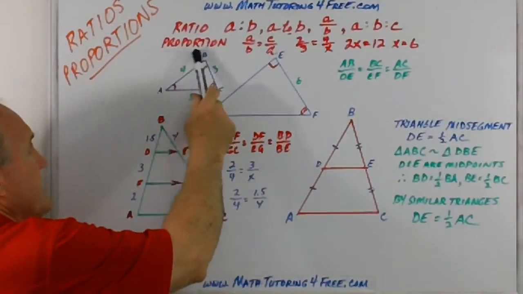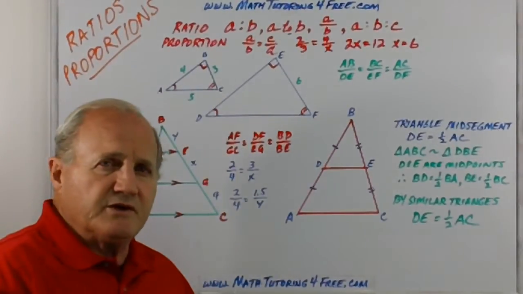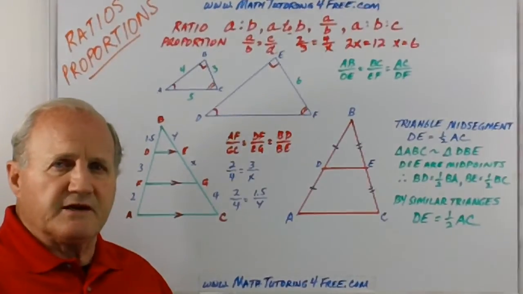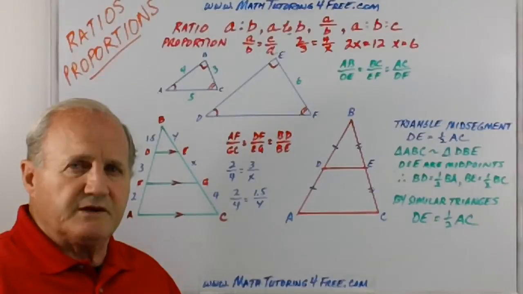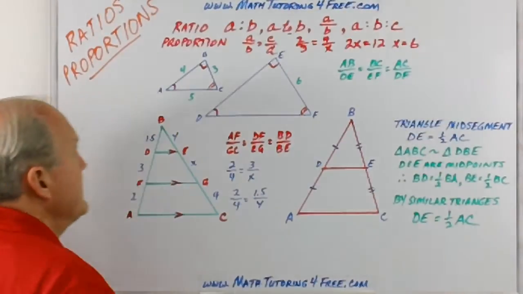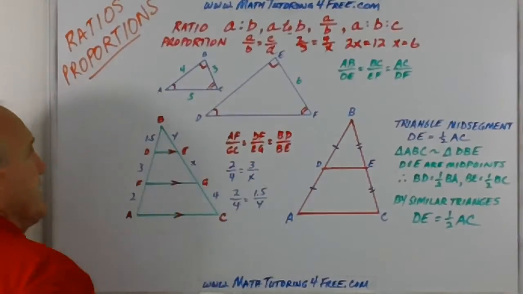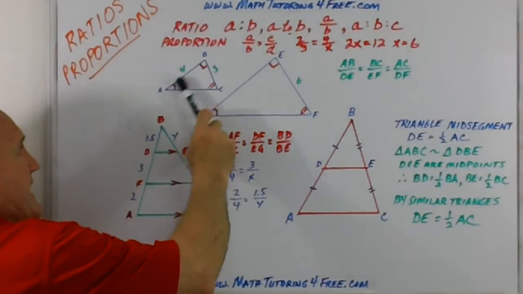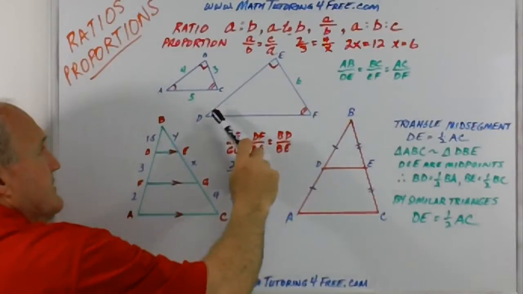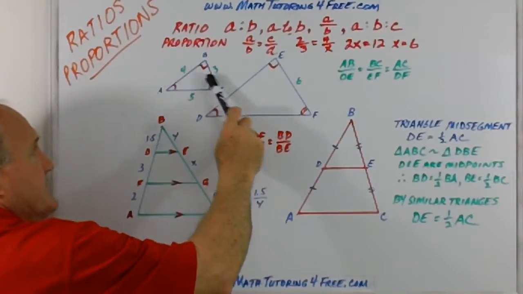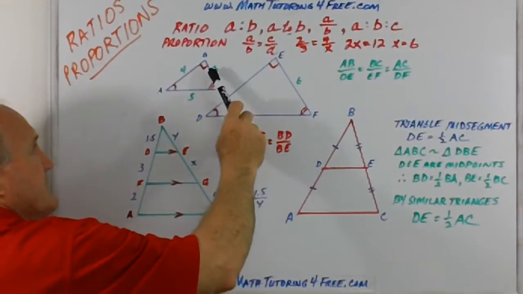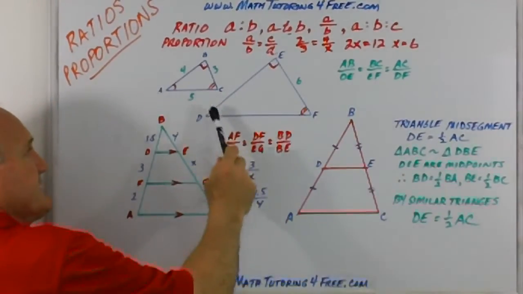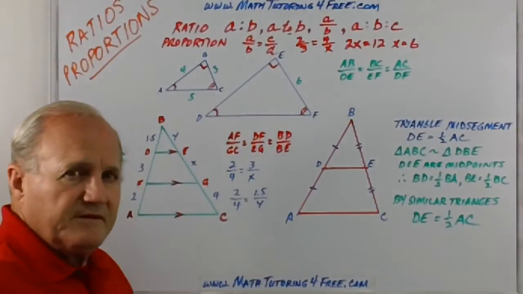A proportion is just one ratio equal to another ratio. And that's where the similar triangles come in: the ratios of their sides are equal. If we take the familiar 3, 4, 5 right triangle, we can say that side AB is to side DE, in other words, the ratio of those two sides is going to be the same as the ratio for BC is to EF, and for AC is to DF.